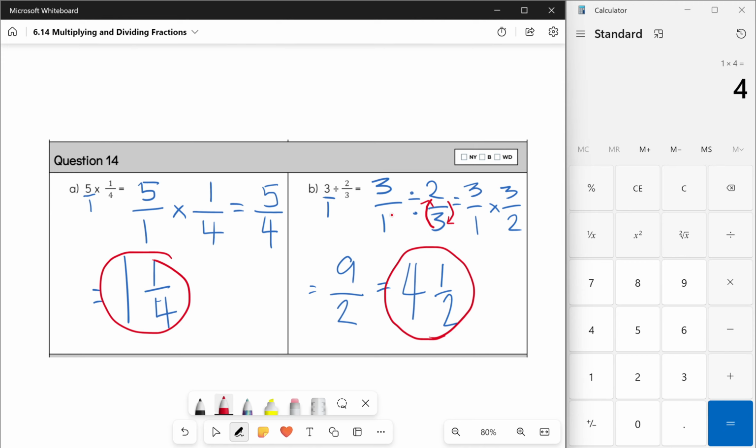But you can see we took our dividing a whole number by a fraction. We turned it into a fraction divided by a fraction, just like we did over here. We turned our whole number into a fraction by putting it over 1. And then we did the old switcheroo. We flipped the second fraction. It was 2 over 3. It became 3 over 2. And that turned our operation from a division into a multiplication. And from there, we were on easy street.